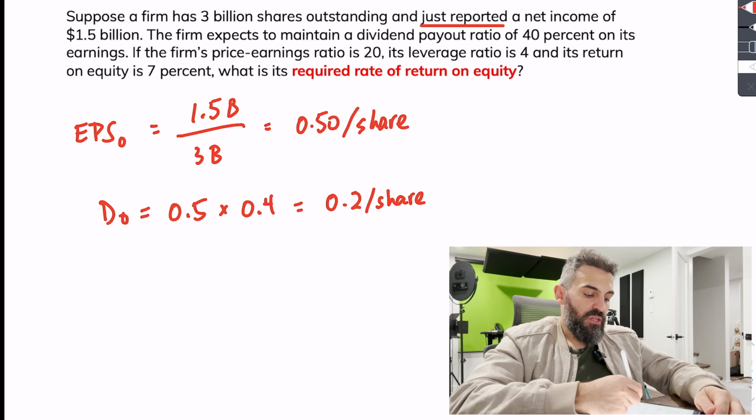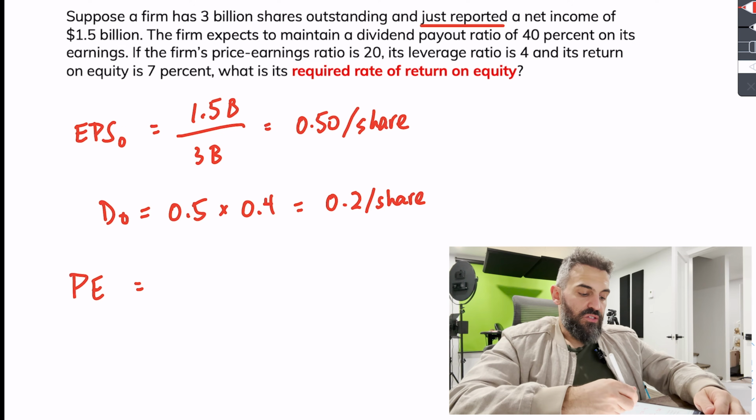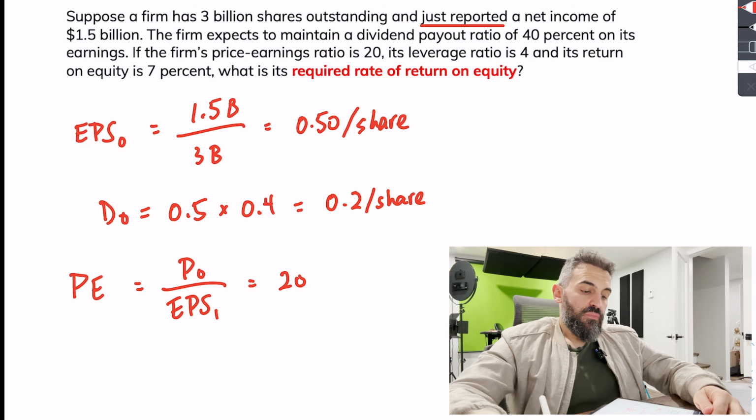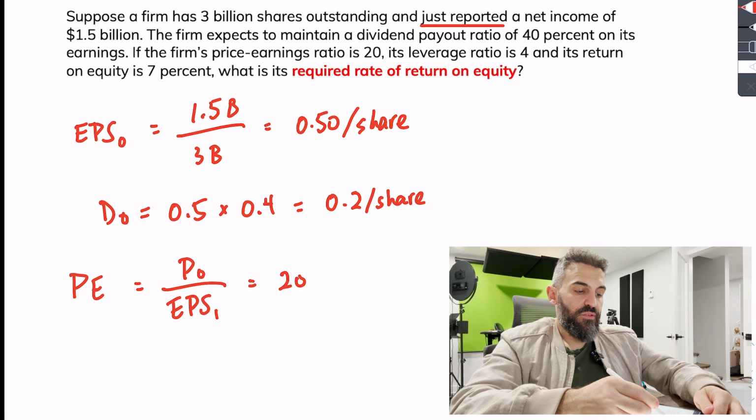Okay, so we know that the PE ratio is the price today over EPS 1, and they're telling you that's 20. Finally, the leverage ratio is 4, and the return on equity is 7%. Okay, what is the required rate of return?